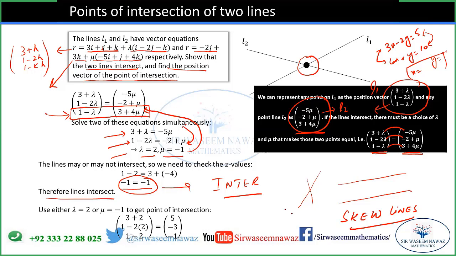Now we have proved that they are intersecting. The second part is to find the position vector of the point of intersection. Now it is easy, we have done that. They both are equal, and we have found the values of lambda and mu. Just place this lambda and mu in either the equation of line L1 or line L2, and you will get the point, and this point is your point of intersection.